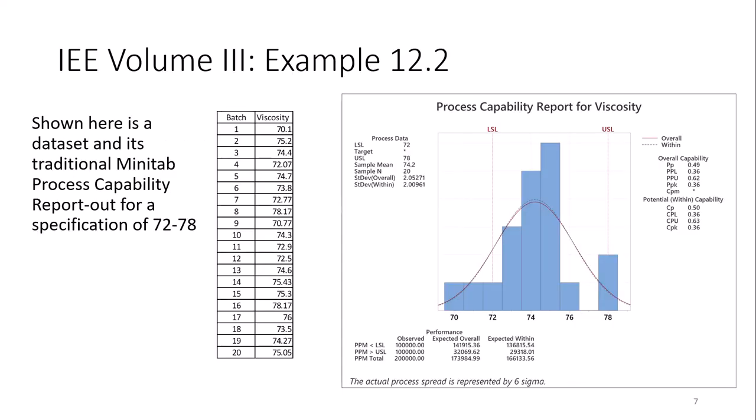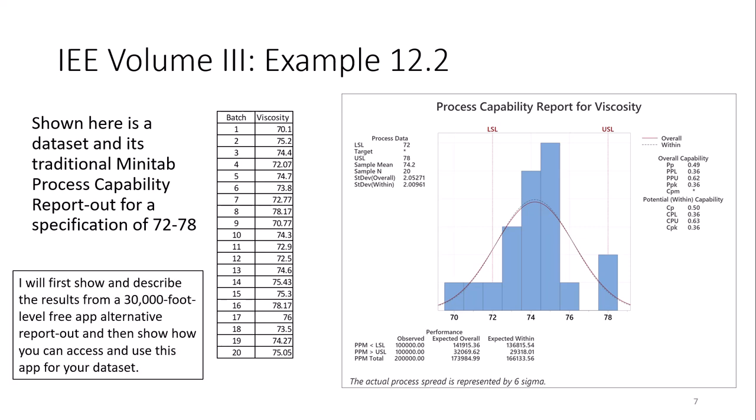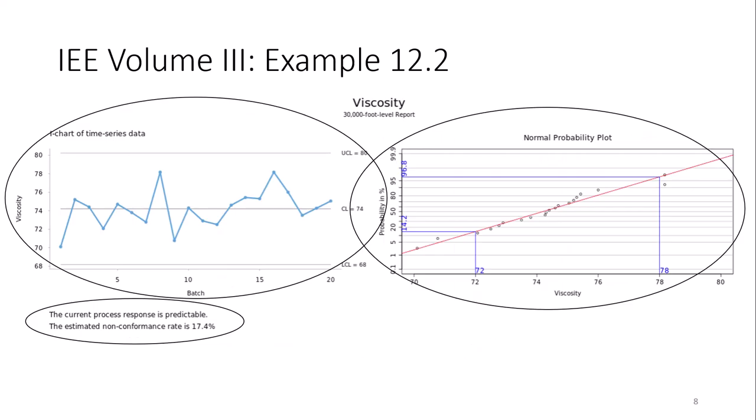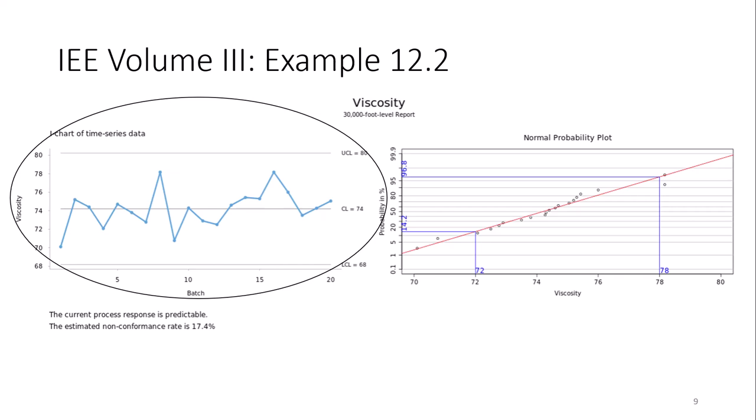Shown here is a data set and its traditional Minitab process capability report out for a specification of 72 to 78. I will first show a 30,000 foot level app alternative report out and then show how we can use this app for your data set. The report consists of 3 components that I will describe. The first component for a 30,000 foot level report assesses process stability. If no points are beyond the UCL and LCL lines of the individuals chart, the process is considered stable.